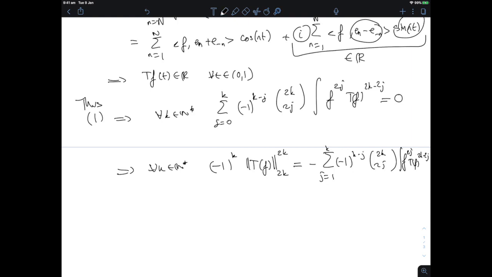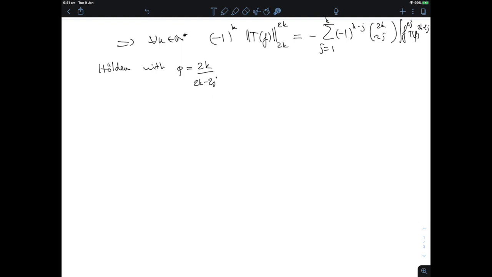We're going to use Hölder with appropriate exponents. So let's use Hölder with p being 2k divided by 2k minus 2j, and we're going to apply Hölder in this integral and see what we get. The point of choosing this exponent p is that we're going to raise Tf here to the power 2k minus 2j times p, so we're going to raise it to the power 2k. So we're going to be comparing the L2k norm of Tf on the left hand side to the L2k norms of Tf on the right hand side and get a bit of an induction relationship.